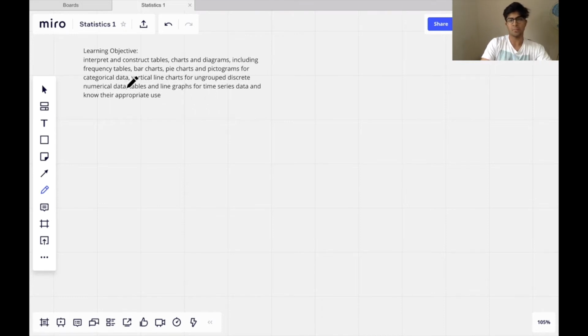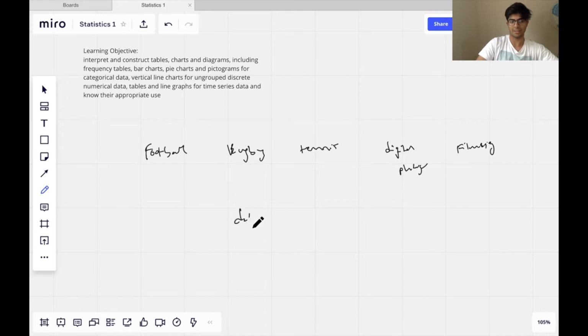Categorical data is when you categorize data into some sort of category. For example, think about the extracurricular activities you can do at your school. You might be able to play football, rugby, tennis. You might be able to take digital photography, filmmaking, and I don't know what other activities there might be. There might be debating, or whatever, right?